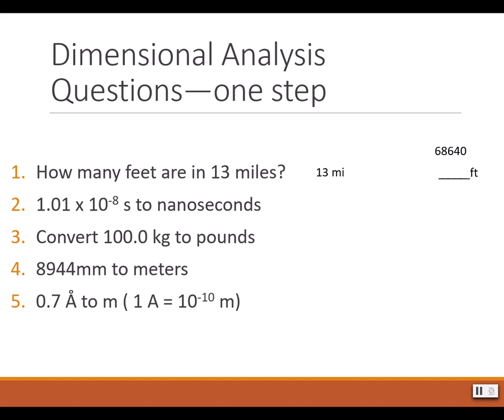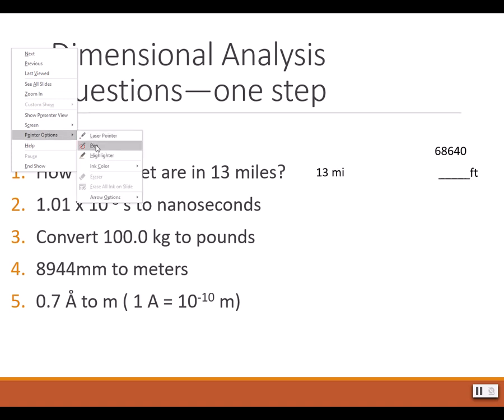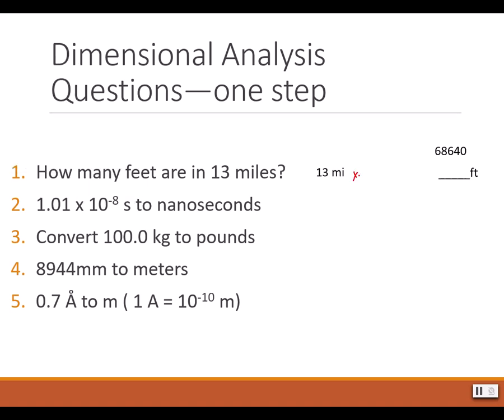I know, whoops, I gave the answer away already. I was supposed to get my pen here, so let me get my pen. I know that in 1 mile, that's 1 mi, there are 5,280 feet. And how do I know that?